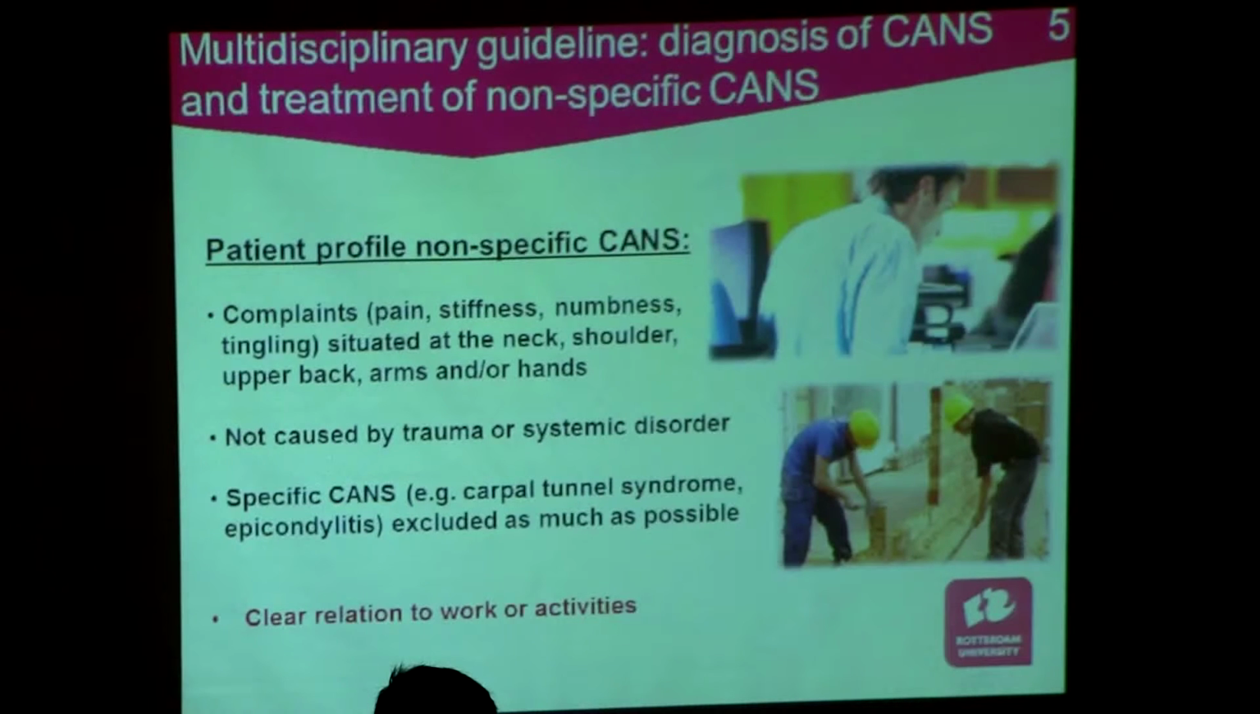And first, before we went on to the effectiveness of treatment for this non-specific CANS, we looked at the patient profile for this patient group, because it's important to know that the patient fits the profile for the treatments that you would recommend. And of course, they have complaints in the neck, shoulder, upper back, arms and or hands. And this can be pain, stiffness, numbness, tingling, etc. It should not be caused by trauma or systemic disorders, and specific CANS should be excluded as much as possible.